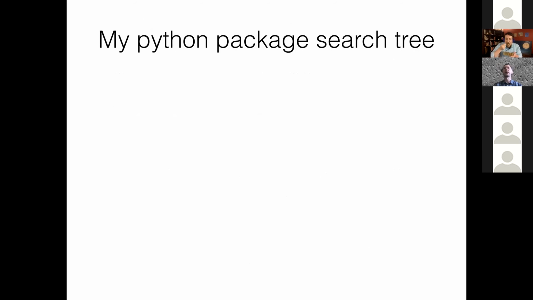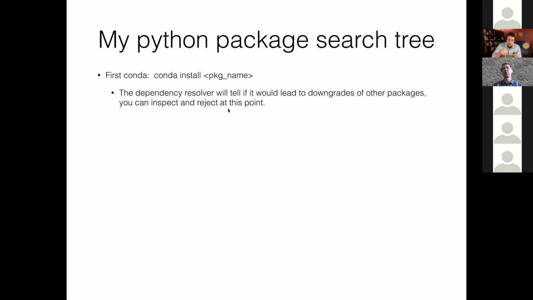Okay, a quick summary of my Python package search tree, I call it, because people often ask me, what if the package is not available on Conda? So first, let's start with Conda. Conda install package name. You can actually, without danger, do this because it always will ask you if you really want to do it. So the dependency resolver will tell you now if it would lead to downgrades of other packages or something horrible like that, and you know that would mess up your environment, then at that point you just type no at the end of this suggestion tree, and you would say, okay, that's fine, I have to solve it somehow differently.